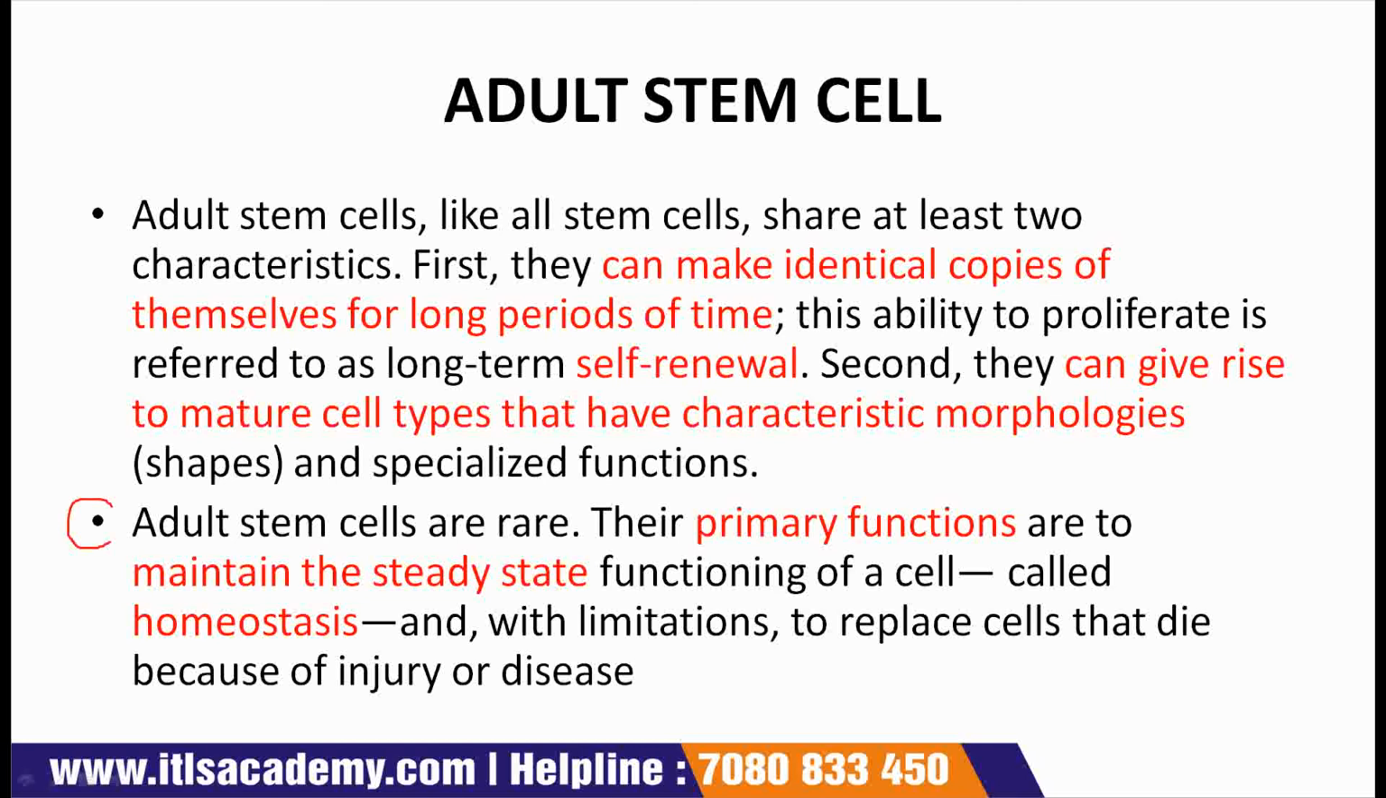The next point about adult stem cells is that adult stem cells are rare. That is, they are not very frequently found. They are found very rarely. Their primary functions are to maintain the steady state functioning of a cell called homeostasis and, with limitations, to replace cells that die because of injury or any disease.